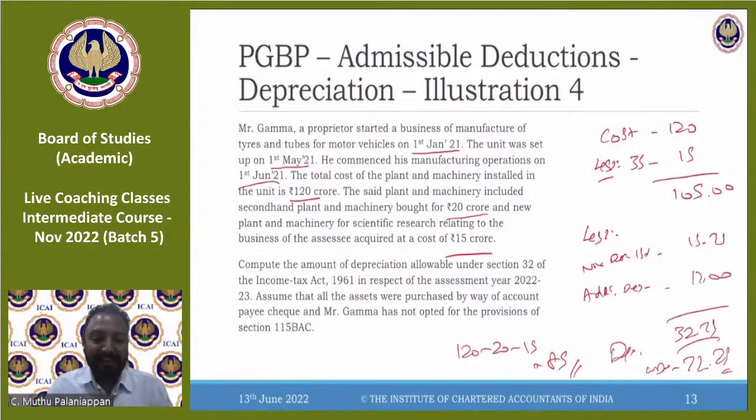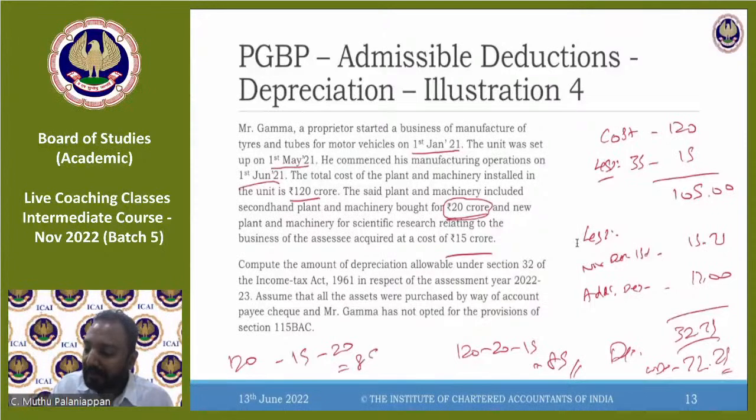So yeah, the question on that 85: illustration 4 is basically, the total cost of the plant and machinery is 120. In that, scientific research is not an eligible asset on which you can calculate depreciation. So you reduce 15, and 20 is in second-hand machinery. This 20 crore belongs to second-hand machinery. Additional depreciation is only allowed for new machineries, not second-hand machineries. So this 20 is also not allowed. So 35 minus 120, so 100 minus 50. So this is what I informed as 85. So additional depreciation is calculated on this 85.